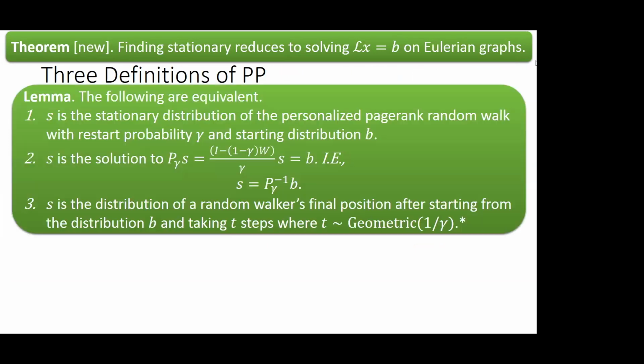Okay, so now we're just going to put up a lemma that has these 3 definitions of personalized PageRank that we said. One is it's the stationary distribution of the personalized PageRank random walk with restart probability gamma and starting distribution B. The second is that it's the solution to the linear system P gamma S equals B. Or in other words, you can get it by applying the matrix P gamma inverse to the vector B. And then finally, it's the distribution of a random walker's final position after starting from the distribution B and taking t steps, where t is a geometric random variable where the mean is 1 over gamma.